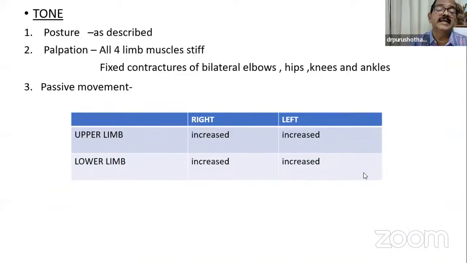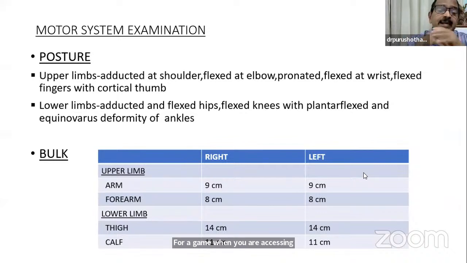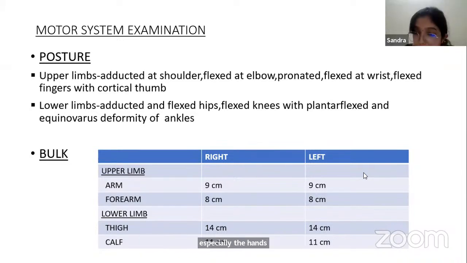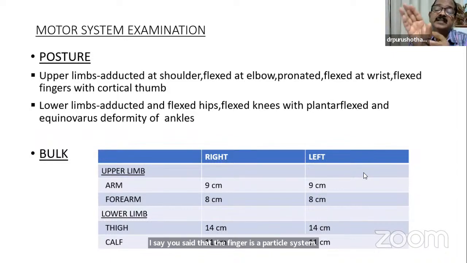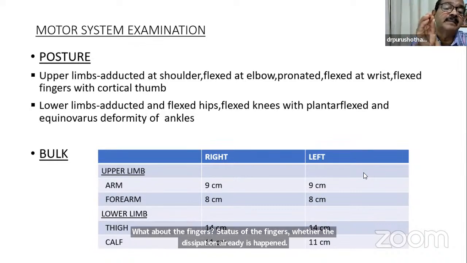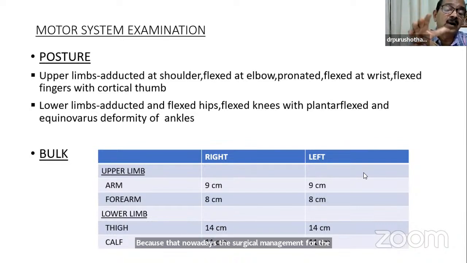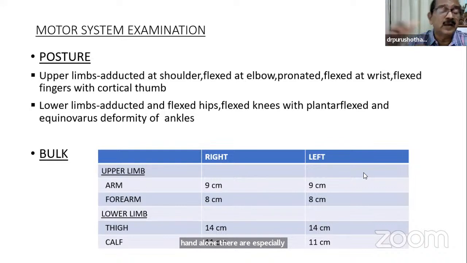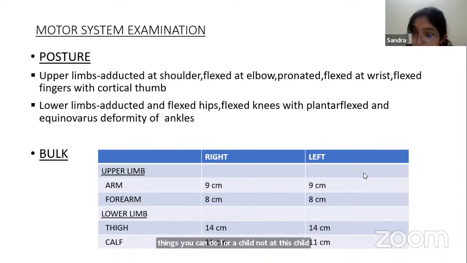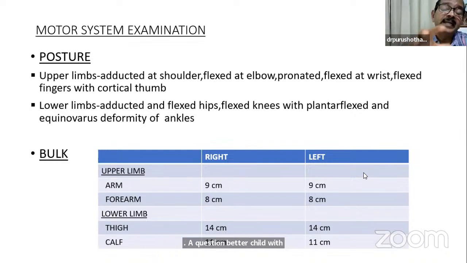Here again, when you are assessing, you need to assess the deformities of the different parts, especially the hands. You said the fingers, cortical fisting. What about the fingers? Status of the fingers, whether a dislocation has already happened. Because nowadays for the surgical management of the hand alone, there are specialists, for CP children and all. Many things you can do for a child, not for this child, but for a child with better cognition and some deformity, surgical intervention can help them.